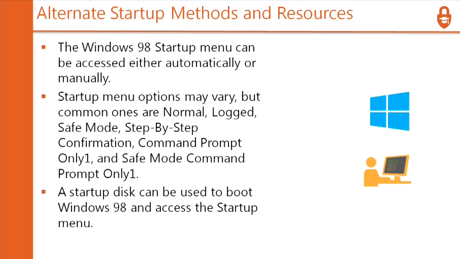There are alternate startup methods and resources. The Windows 98 startup menu can be accessed either manually or automatically, and this is true of modern versions of Windows as well. We can mix and match the startup method. Startup menu options may vary, but common ones are normal, logged, safe mode, step-by-step confirmation, command prompt only, and safe mode command prompt only. Those are our options. The startup disk can be used to boot Windows 98 and access the startup menu, so you can tell it what you want to load.